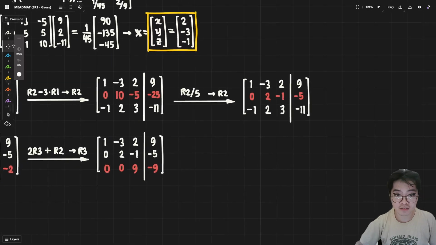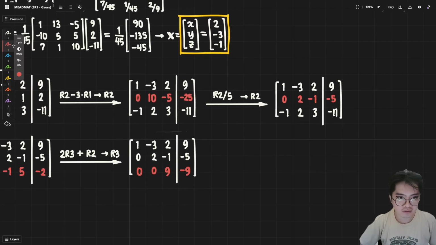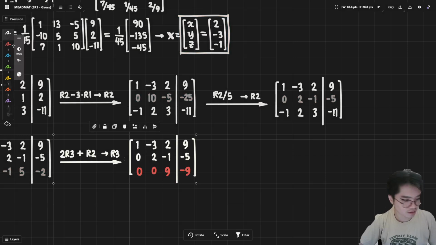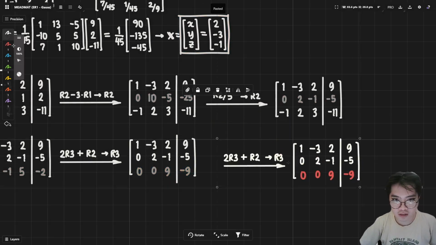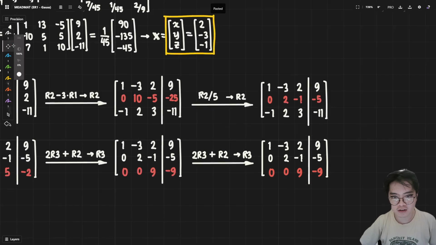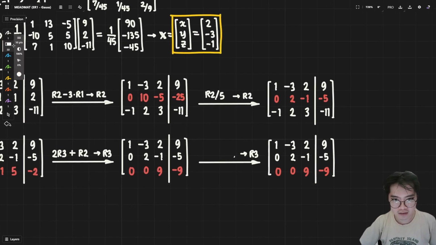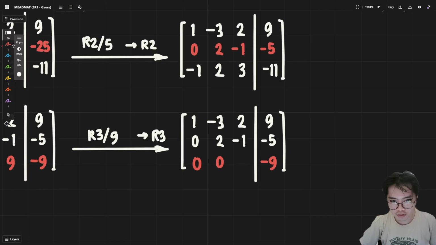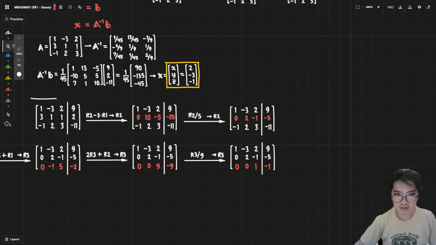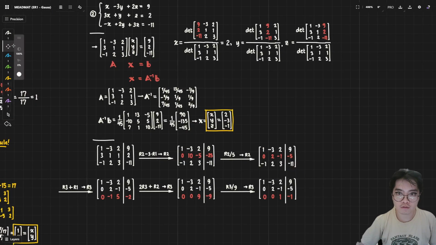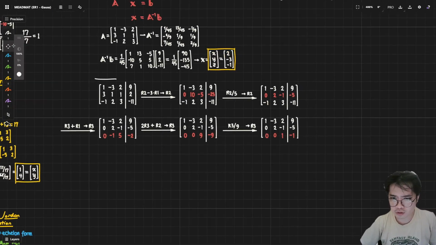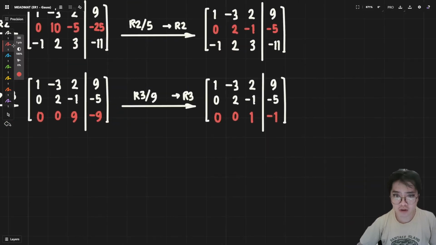Now, everything is almost set. The last bit, because we see that there's a common factor of 9, might as well take the chance. We divide everything by 9. R3 divided by 9 is your new R3, which means this is going to be 1 and -1. We are already at our row echelon form. And honestly, at this point, you can just back solve for everything.